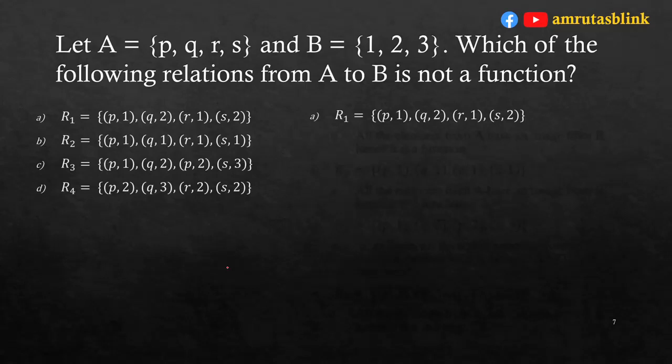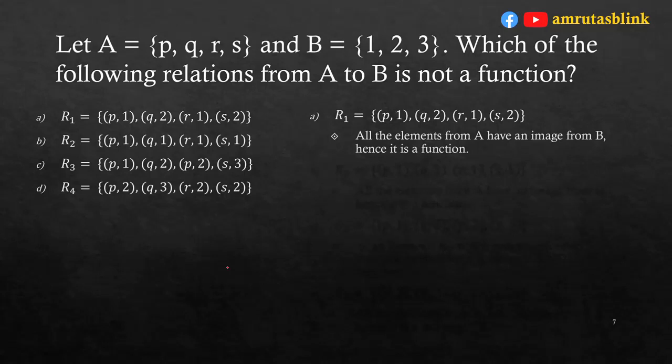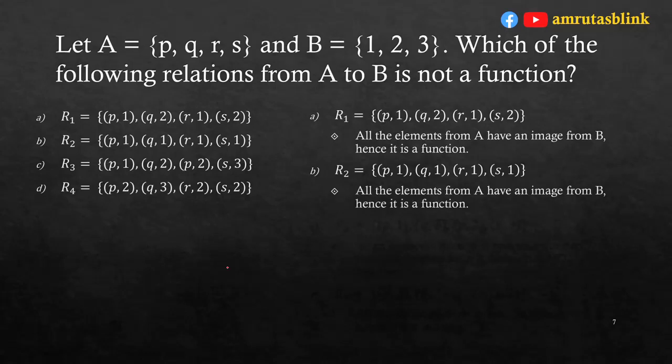R1 is equal to P1 Q2 R1 and S1. Now there are 4 elements in set A, that is P, Q, R and S, and there are 3 elements in B, that is 1, 2 and 3. Now all the elements from A have some image from set B and hence it is a function. Now for R2, P1, Q1, R1 and S1. Now here also all the elements from A have an image from B and hence it is a function.